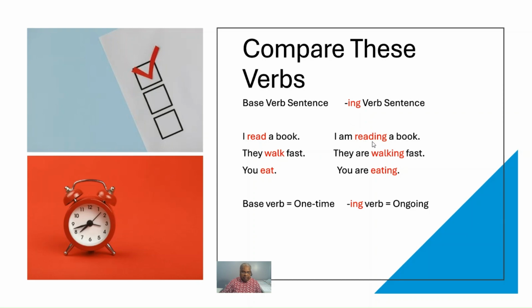Ing verbs. These verbs end in ing. They tell what is happening right now. Examples: I am reading a book. They are walking fast. You are eating. These verbs show an action that is happening now.